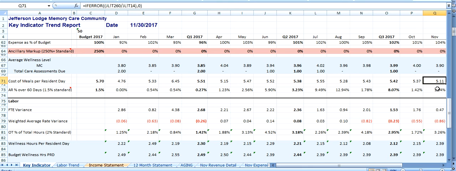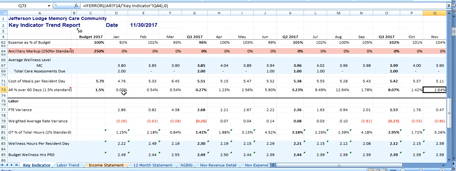Cost of meals per day. This number can go up or down depending on how many residents you have. For example, if your census goes down, this number is going to skyrocket if you don't make adjustments. So if your census starts to go down, you're going to want to talk to your dining services director and say, hey, are we buying a little bit less food because we have fewer residents? If you don't, you're going to see this number skyrocket.